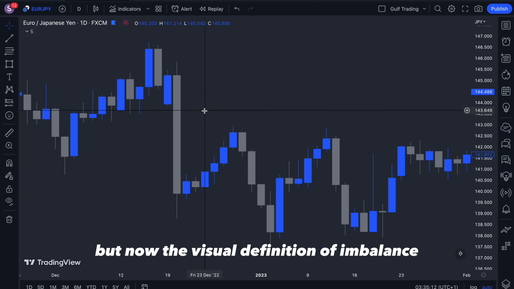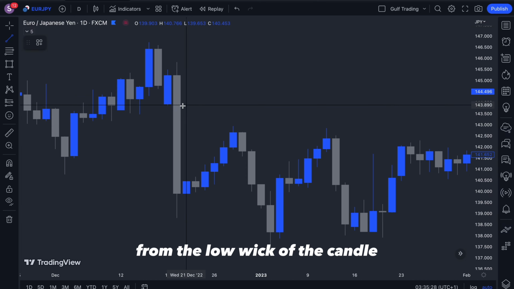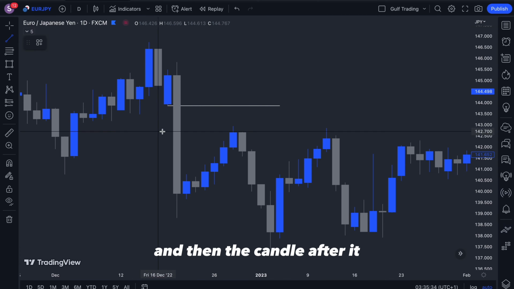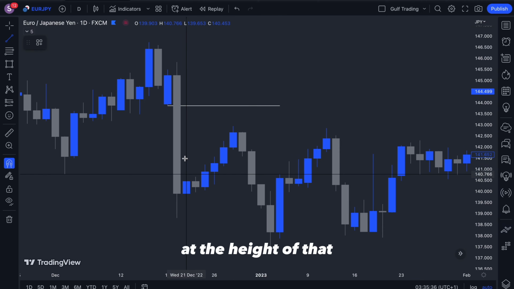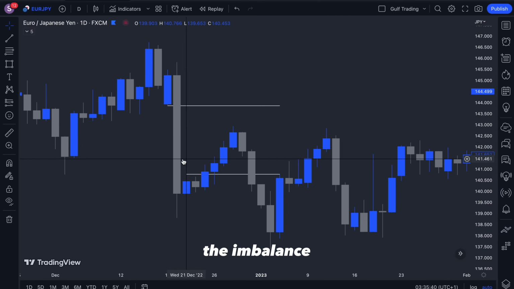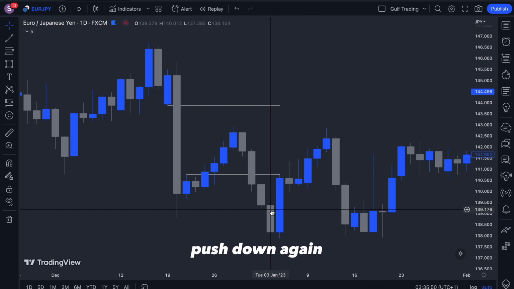The visual definition of imbalance is going to be from the low wick of the candle before the imbalance candle, so this one here, up to the high of the candle after it, so this one here, and everything in this range is the imbalance. As you can see in this example, price pushed up, filled a bit of the imbalance, maybe there's a lot of orders resting here, pushed down again and created new lows. So that's something important to note.